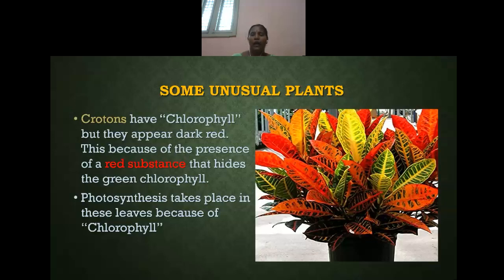Okay, they have red pigment. How do they get the proper food? Mushrooms and molds get the food from dead and decayed matter. But how does the croton get food? It has chlorophyll. This chlorophyll is dominated by the red pigment, but the chlorophyll is there, so that chlorophyll helps to prepare the food material. This is the way they get food.